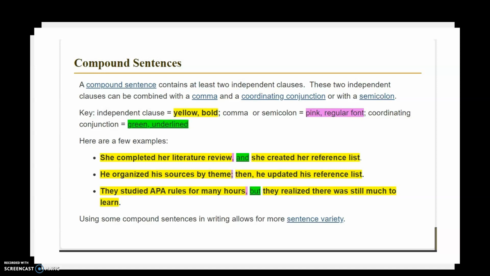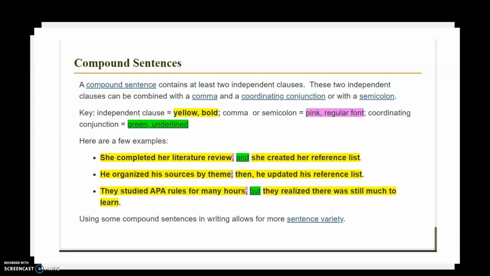So she completed her literature review. That is an independent clause. It makes sense on its own, has a subject and a verb, comma, and she created her reference list. She created her reference list, subject, verb, complete thought. It's an independent clause. You have the word and in between them, so you need the comma before the and. Same thing with the third one. They studied APA rules for many hours. Independent clause. They realized there was still much to learn. Independent clause. The word but is in between them, so we need a comma before the but.